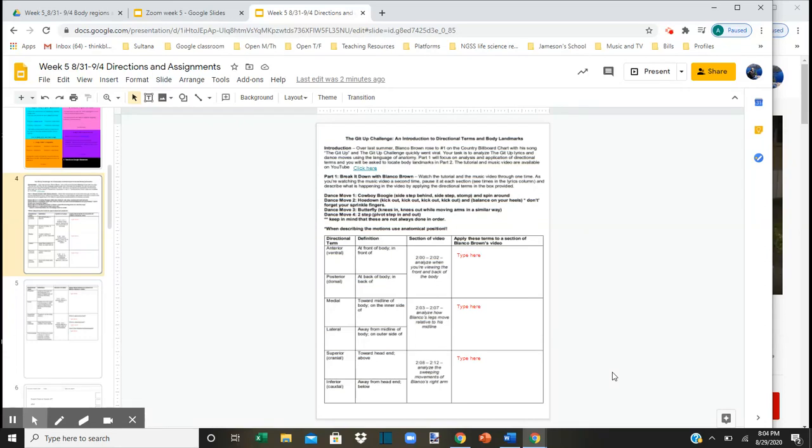All right, so if you missed the Zoom or you just want a refresher on how to complete part one, I'm just going to quickly go over it. So the idea is for you to just practice your anatomical language. And the best way to do that is just by applying it to something fun.